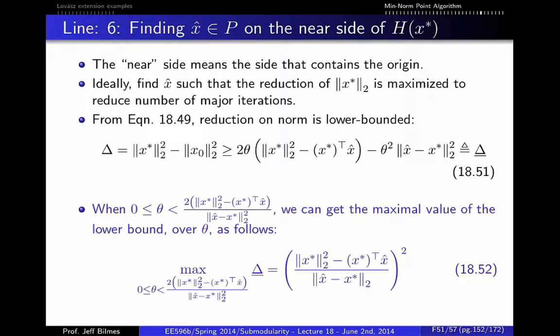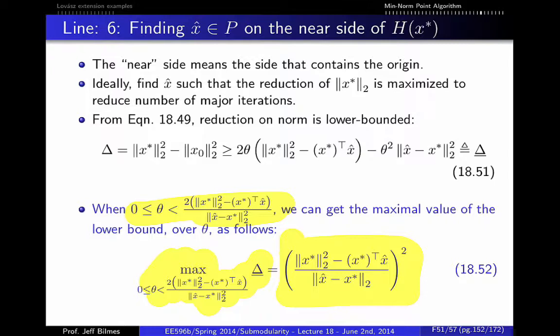We want to maximize delta sub bar to have the greatest reduction possible. And whenever theta, like we said in the last slide, is between this value, we can maximize over theta of delta sub bar, and we get this quantity here. So this is the best possible theta we can get. And it's a function only of x star, which we've got, and x hat, which is the thing we want to choose. So basically now this leads us to a guaranteed choice of x hat that, if we choose it, we're going to get this strict reduction.